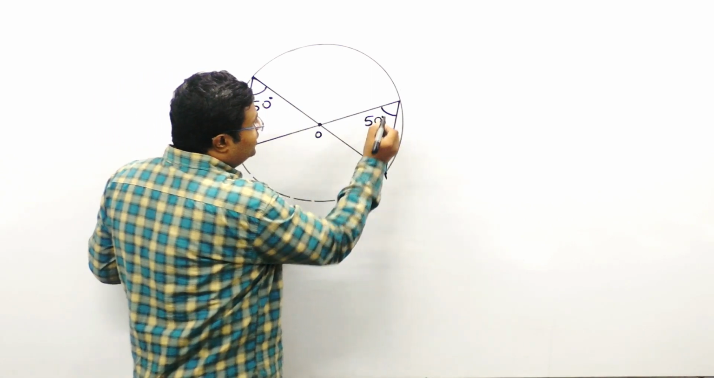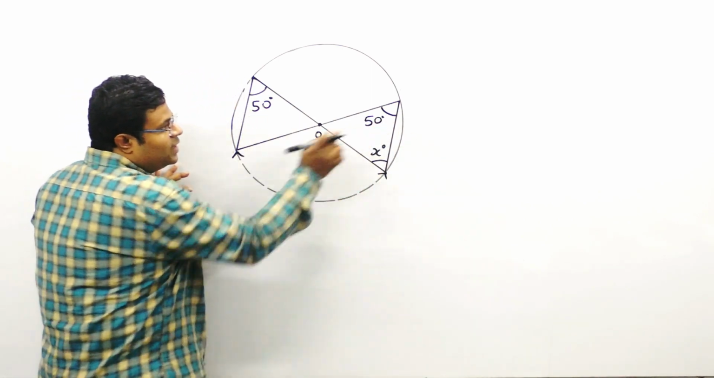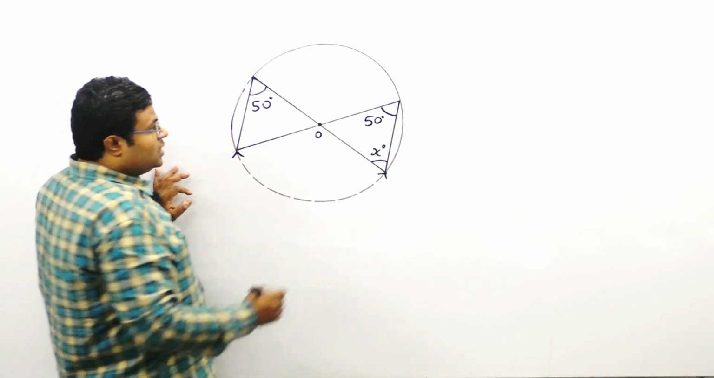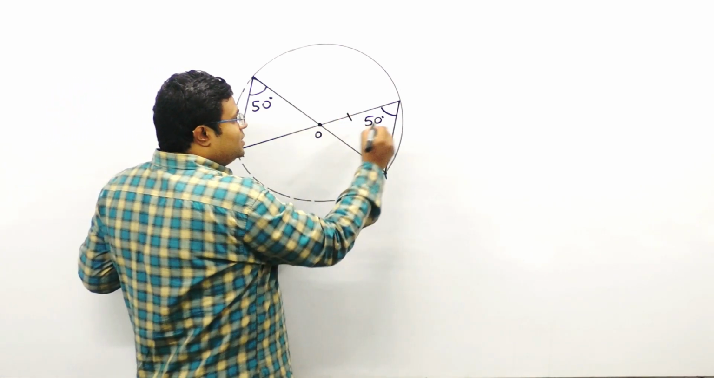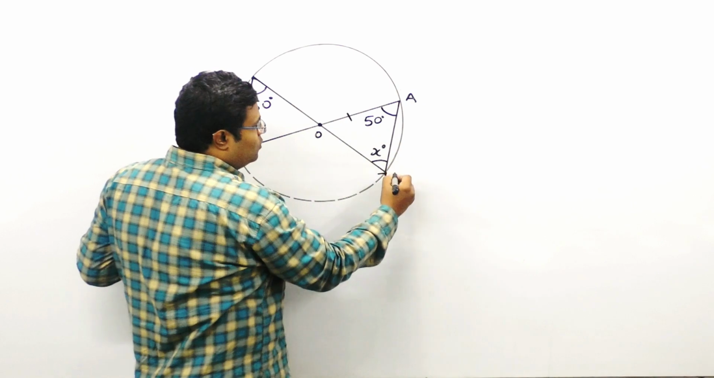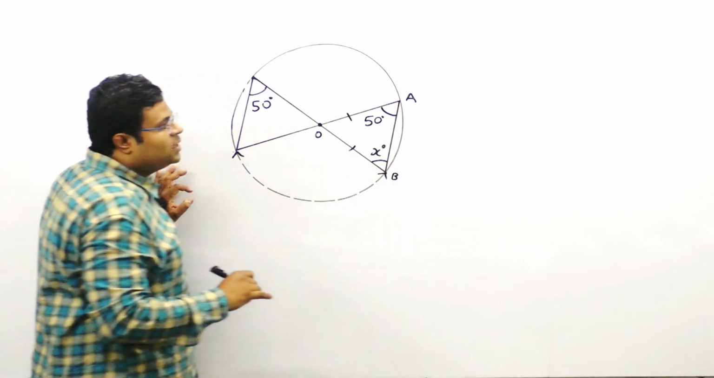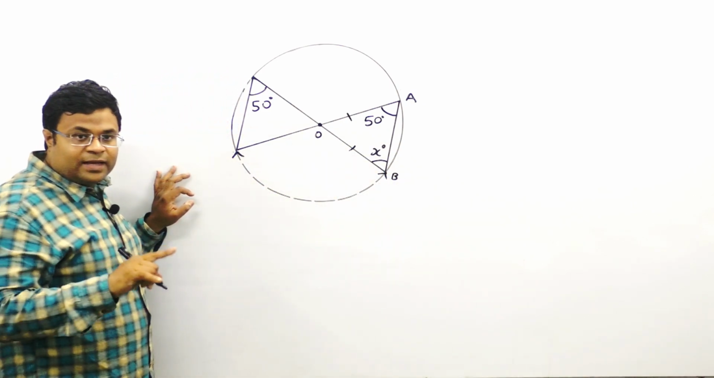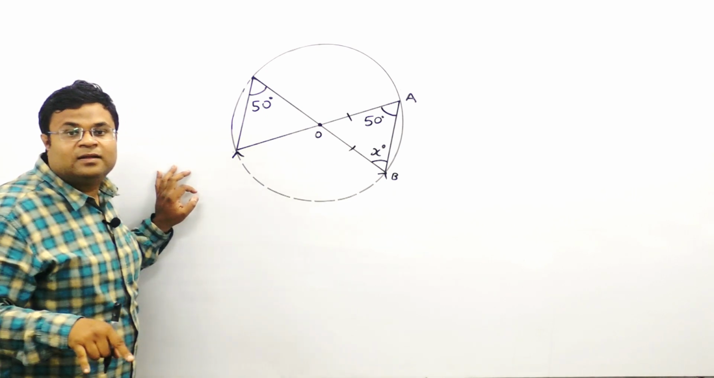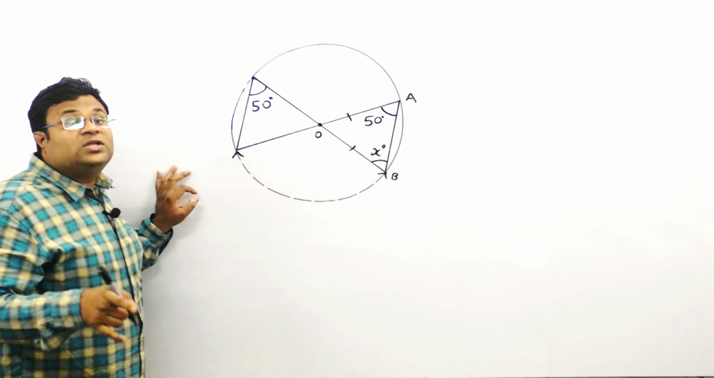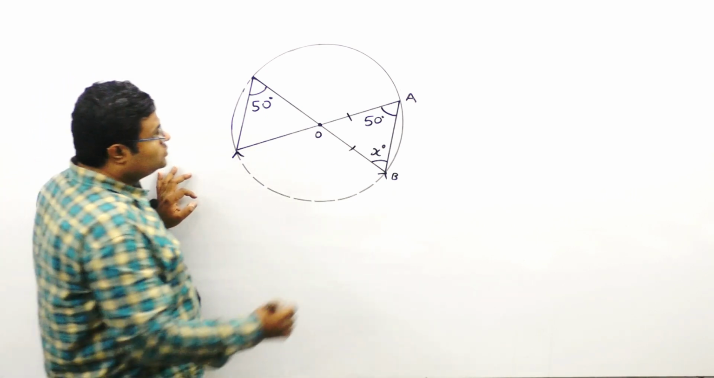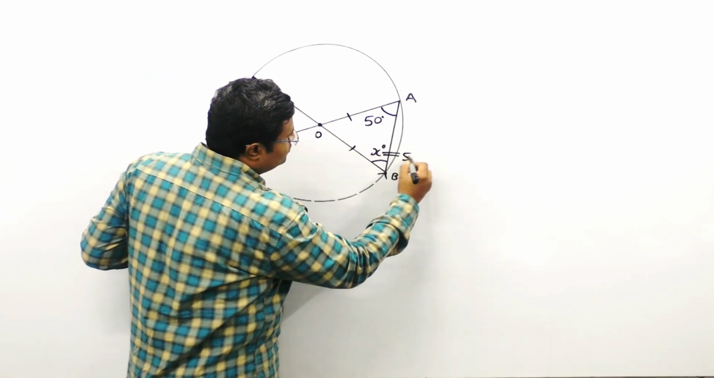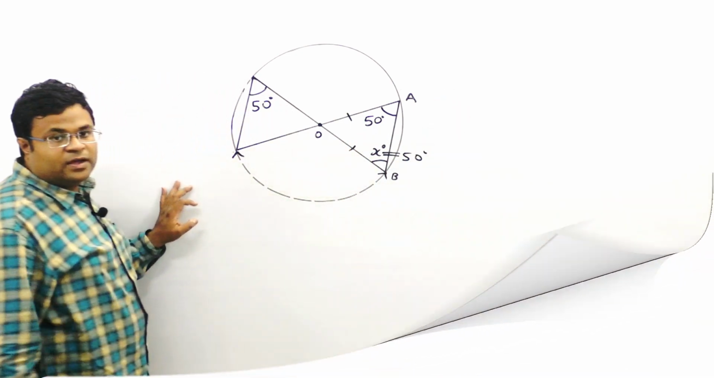So this will be 50 degrees because equal arcs subtend equal angles at the circumference. Now since this is the center, OA and OB are equal. How? Radii, radii. Which type of triangle is this? So if this is 50, this x will also be 50. Understood?